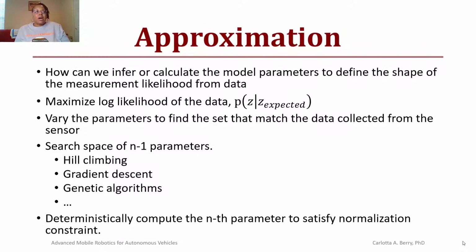So you would then use that as your model for your sensor data as well as for finding your measurement error. So this is how we calculate the model parameters to define the shape of the measurement likelihood from that data. So we would come up with some log of the likelihood of getting certain data. So if you're expecting a certain sensor measurement like 300 centimeters, but you're getting data at all these different values Z, then you plot those and you can use those to come up with a noise parameter that we use for modeling that particular sensor. And then you would search the space for these types of parameters. And there's several different kinds of algorithms for doing that. Some of those would be hill climbing, all of which are beyond the scope of this course. And then you would deterministically compute the nth parameter to satisfy some normalization constant.